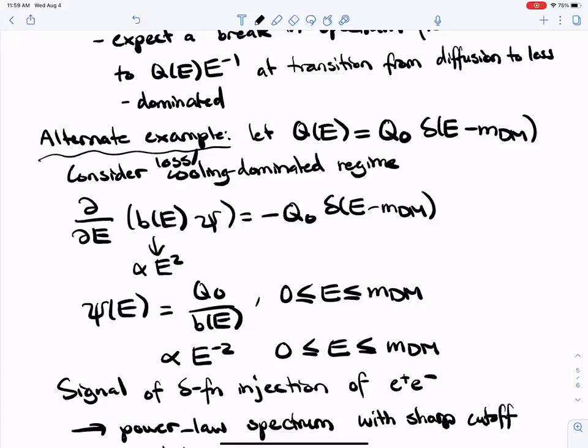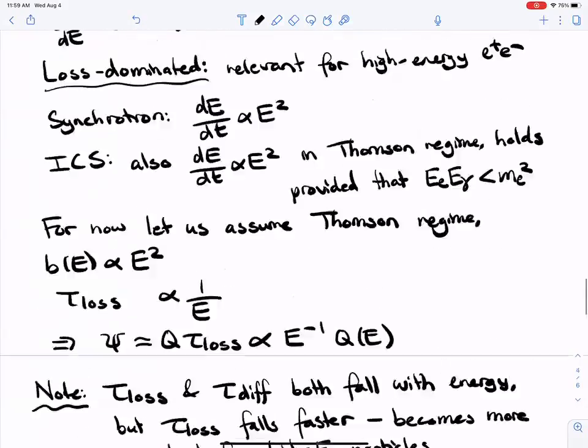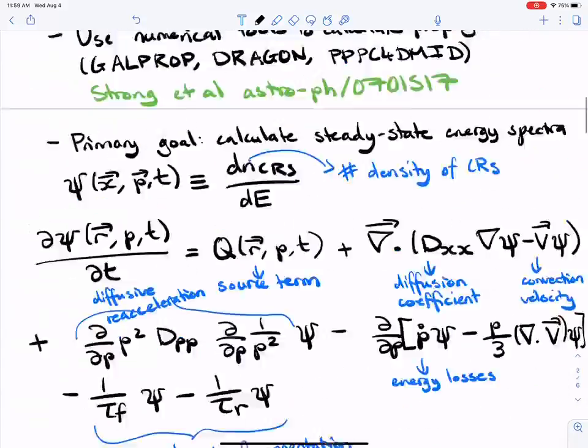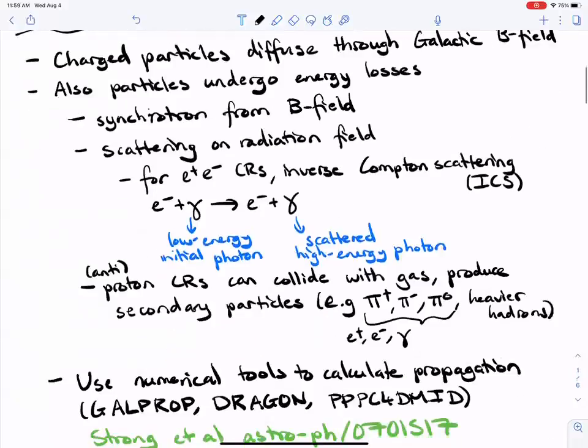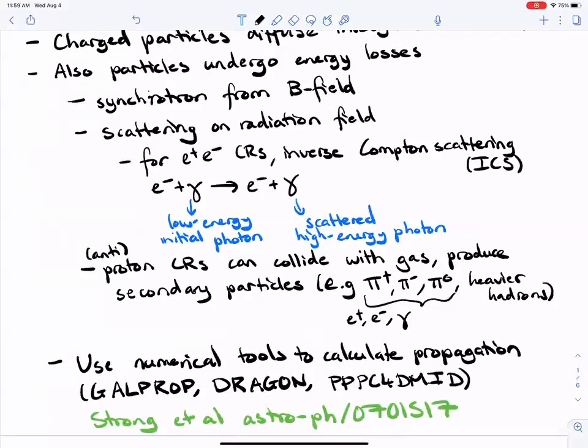So where do most positrons in our galaxy come from? We think that most positrons in our galaxy are produced when protons collide with the gas. So this is the process that I talked about way up here. The high energy proton cosmic rays collide with the gas. They make a whole bunch of secondary particles, and those secondary particles can include positrons.